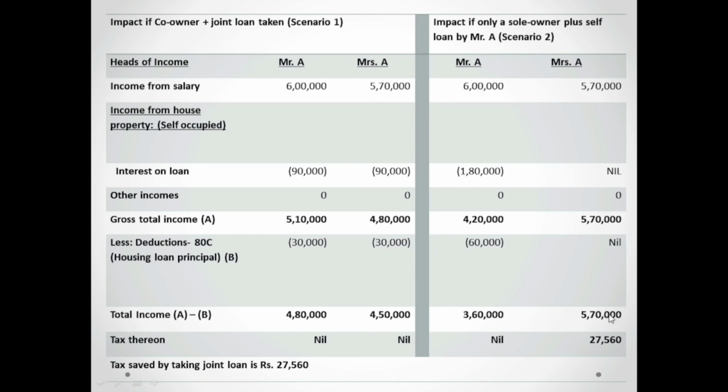But in case of Mrs. A, the total income will be 5,70,000, and tax thereon as per her slabs will be 27,560. Again, by taking a joint loan, you have saved tax of 27,560. So if you had not taken a joint loan, you would have paid an extra 27,560. So please take 5 or 10 minutes extra to think before taking a loan, and do some preliminary calculations on who is working, who is not working, and see the deductions aspect, and then decide whether you have to go for a joint loan or a self loan. But if you are falling in this kind of scenario, please do go for a joint loan.